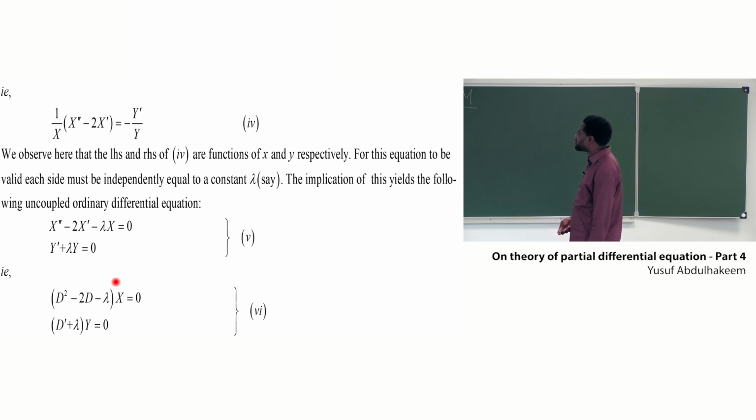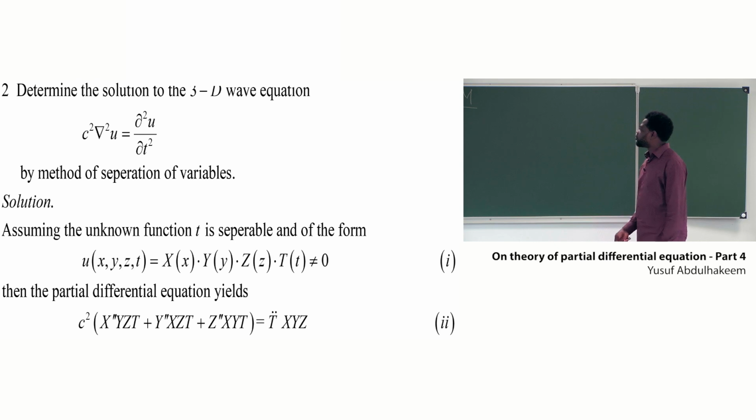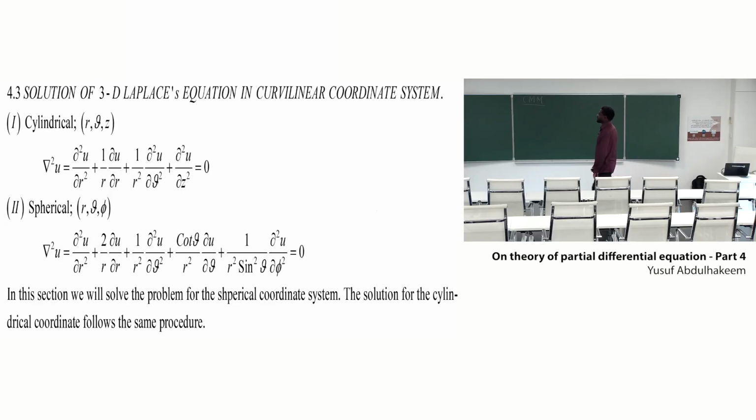Then we solve the two differential equations separately to obtain X of x and Y of y. And this is what we have for our X of x, solving that, and this is what we have for our Y of y. Then our u of x, y will now be the product of these two solutions, which is what we have in here. Same thing here, we say that we'll determine the solution to the 3D wave equation. Then we talk about the solution of the 3D Laplace's equation in curvilinear systems.